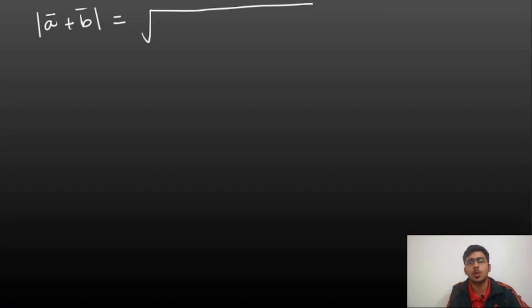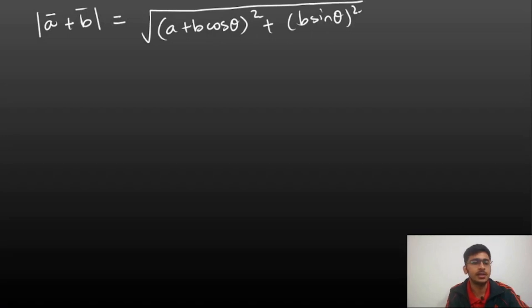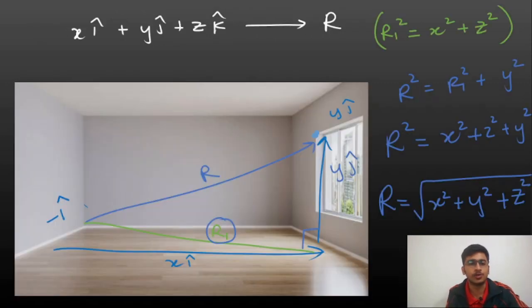So I can write the magnitude of A vector plus B vector to be the root of the square of the first component, which was A plus B cos theta, so A plus B cos theta whole squared, plus the second component, which was B sin theta, so B sin theta's whole square. Correct? We had seen how to interchange between magnitude form and component form. Correct? This is how it was for 3D.